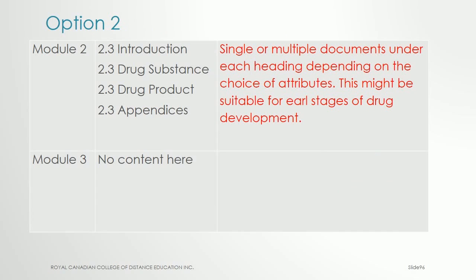Option 2. This slide shows that your CMC section of IND consists of only Module 2. This module will consist of documents under Introduction, drug substance and drug product as well as appendices and regional documents. You can provide single or multiple documents under each heading depending on the choice of attributes. This might be suitable for early stages of drug development.